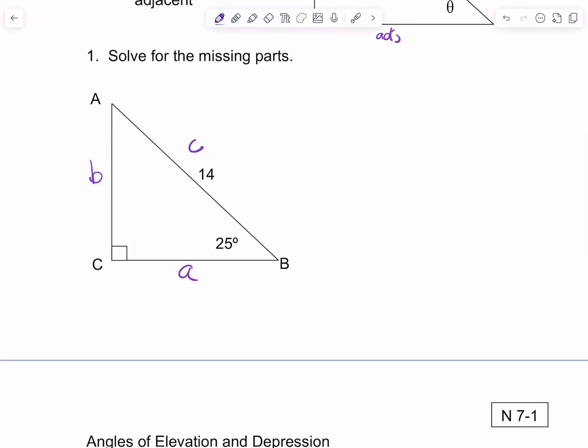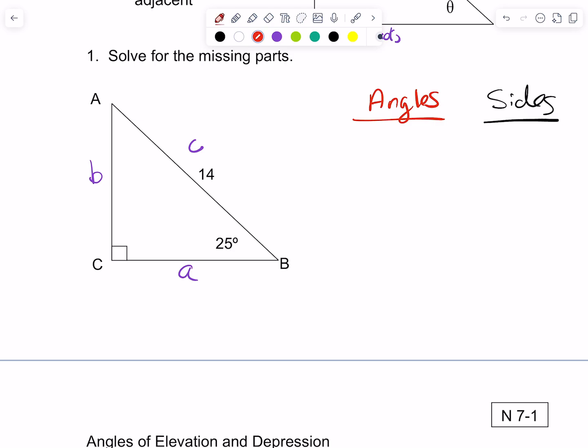All right, very good. So off to the side, we're missing three things. I'm going to make a list for angles. Then I'm also missing some sides. When it comes to angles, I only need to find angle A. When it comes to sides, I need to find just two: I need to find a and I need to find b.